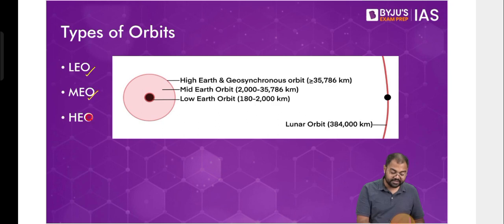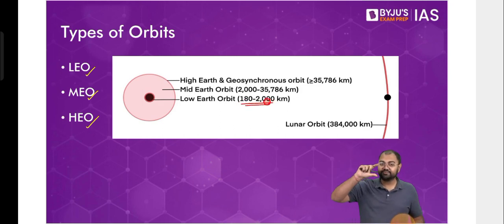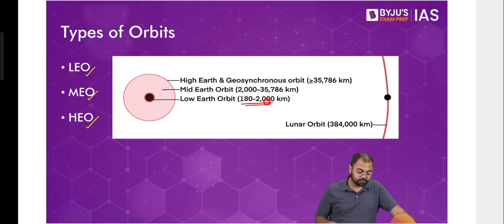So there are 3 types of orbits that we define on this basis. There is a low Earth orbit, medium Earth orbit, and high Earth orbit. So understand the basic meaning of it. Low Earth orbit means that this is an orbit which is near the Earth. Starting from almost 180 kilometers going up to 2000 kilometers, we call it the low Earth orbit, because this is basically the orbit which is near the Earth.